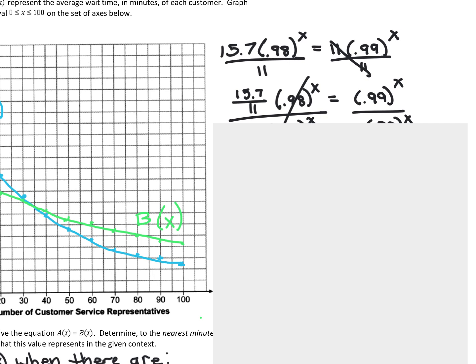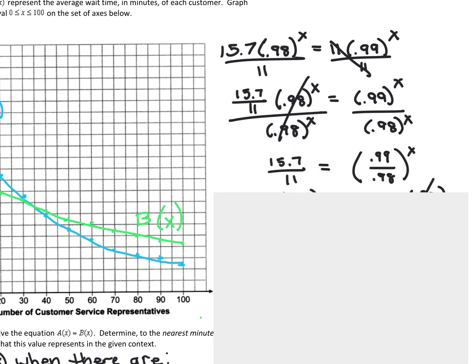Now I knew I had to get both of these on one side of the equation, and since I moved my numbers over here, I decided to move the terms of the exponent to the right side of the equation. So I divided both sides by 0.98 to the x power. So what happens is, on the left side, I'm left with this fraction, and on the right side, I could leave this as 0.99 over 0.98 to the x power. I put it all into one fraction.